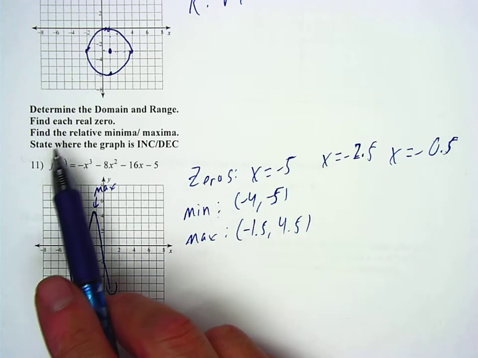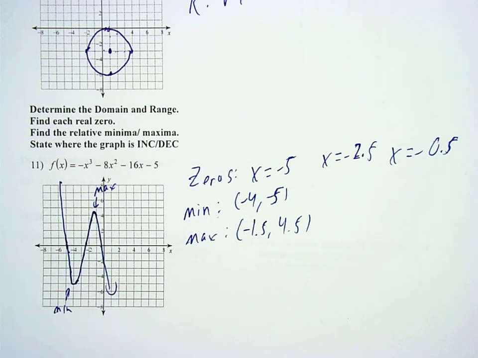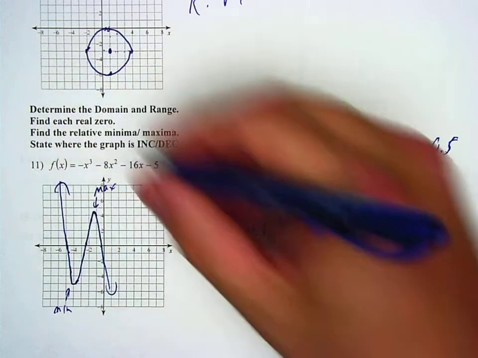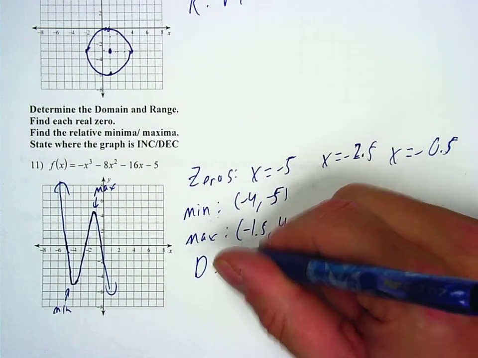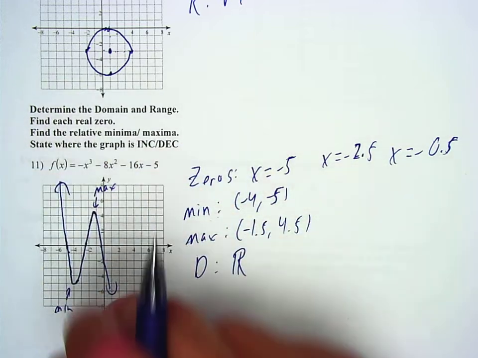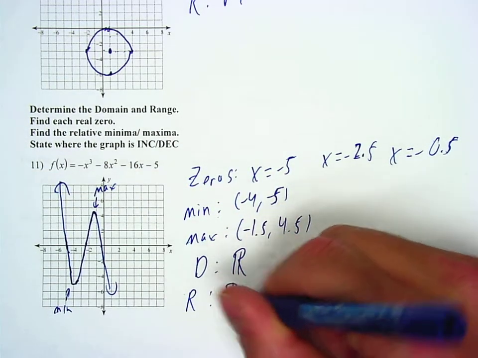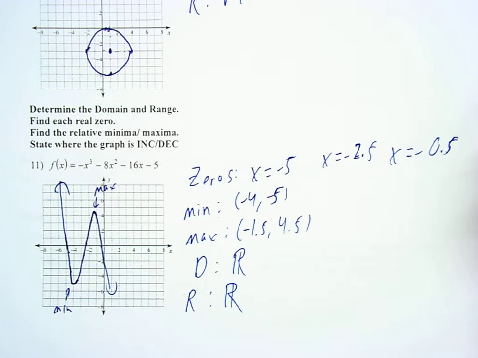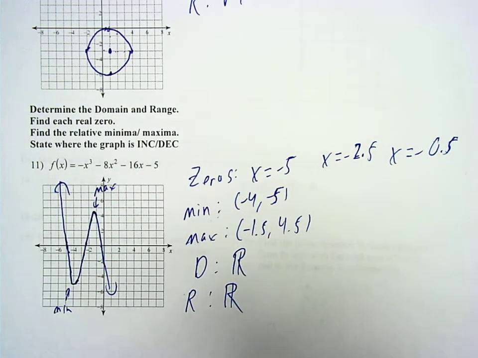So we did zeros, min, and max. We have to do domain and range and increasing, decreasing. So the domain and range are both full because it points up and down for the range. So the arrows point both up and down. And then for the domain, one points left, one points right. So you have arrows pointing all the directions: up, down, left, and right.